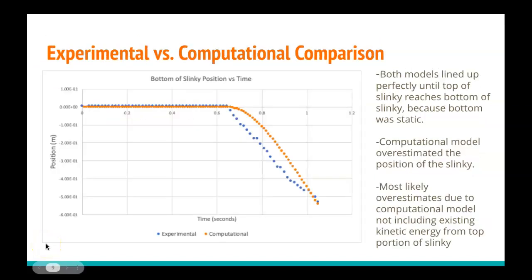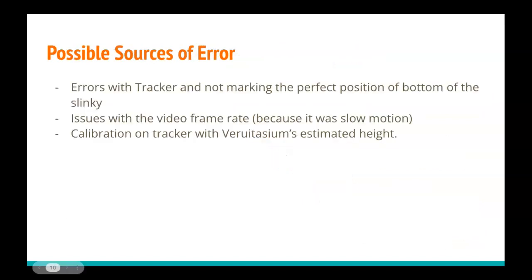Here is a graph of the experimental versus computational comparison. Both of the models lined up perfectly until the top of the slinky reaches the bottom of the slinky, because the bottom of the slinky was static in this experiment until then. The computational model, as you can see, overestimates the position of the bottom of the slinky. This is most likely due to the computational model not including the existing kinetic energy from the top portion of the slinky falling previously.